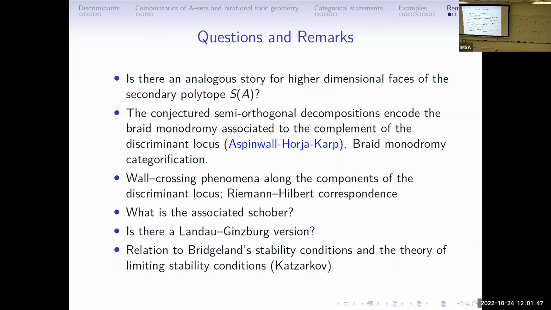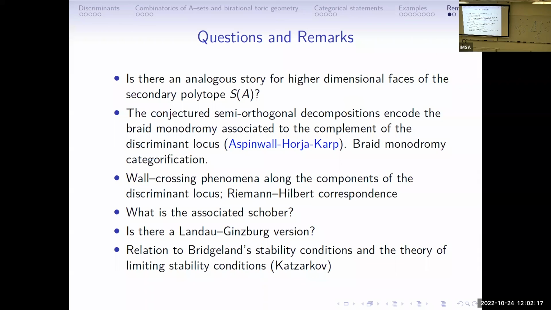as I said, in Ernesto's talk, is in a way some kind of version of this Bridgeland's space of stability conditions. Maybe I should put here geometric Bridgeland stability conditions. So Ludmil has thought about this, but there are some written papers of his about this theory of limiting stability conditions.